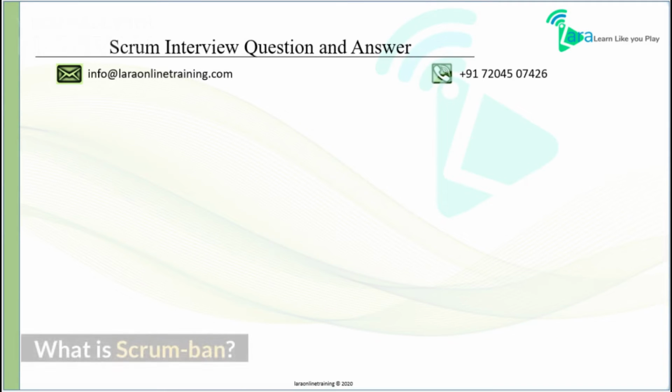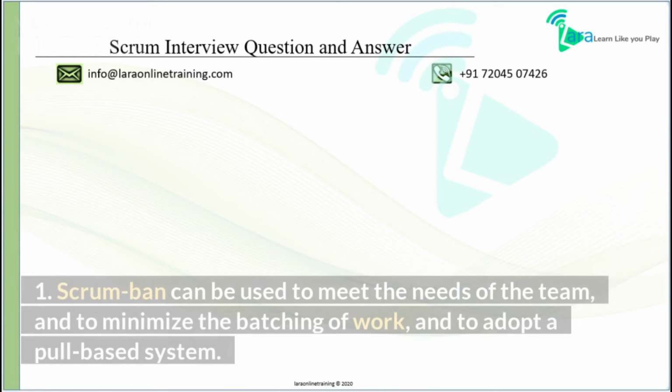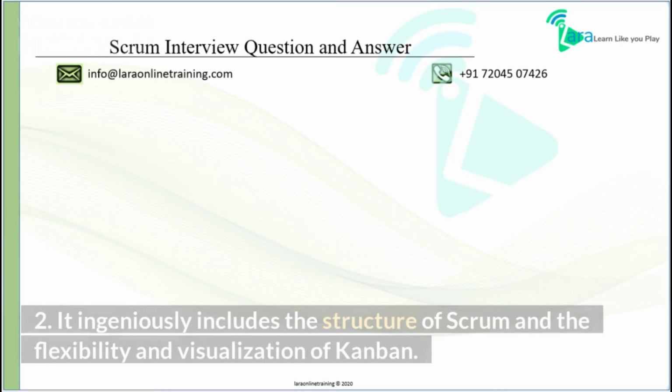7. What is Scrum-ban? Scrum-ban is a methodology that's a combination of Scrum and Kanban. 1. Scrum-ban can be used to meet the needs of the team, to minimize the batching of work, and to adopt a pull-based system. 2. It ingeniously includes the structure of Scrum and the flexibility and visualization of Kanban.